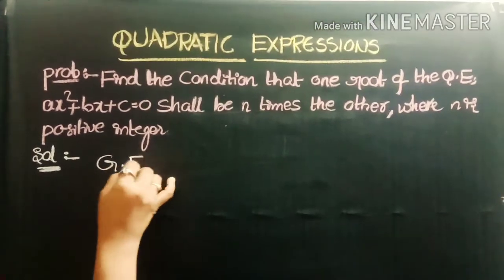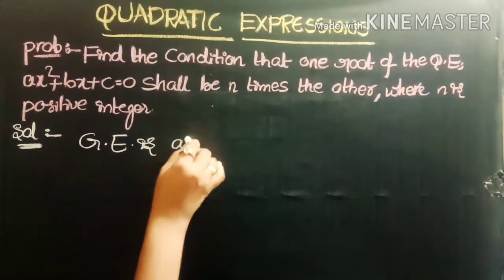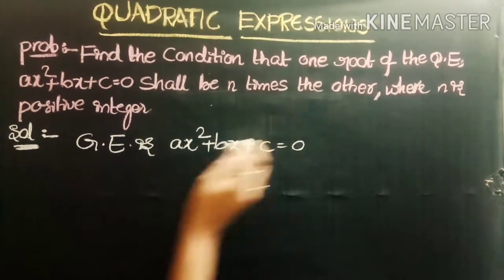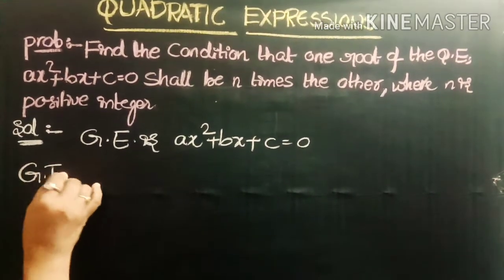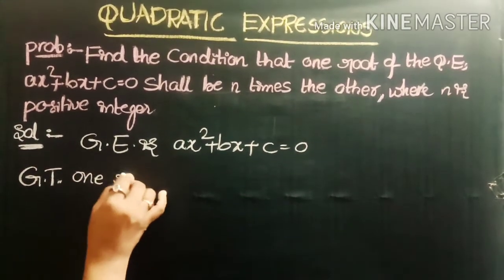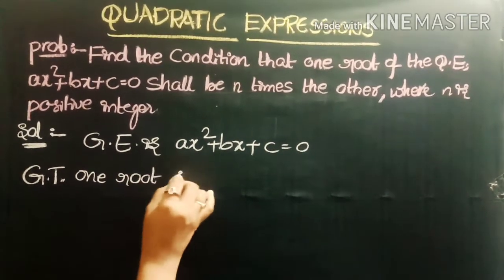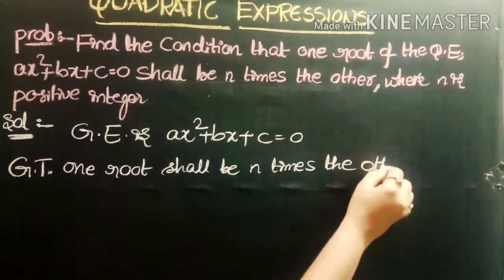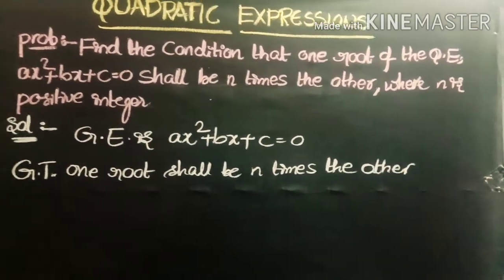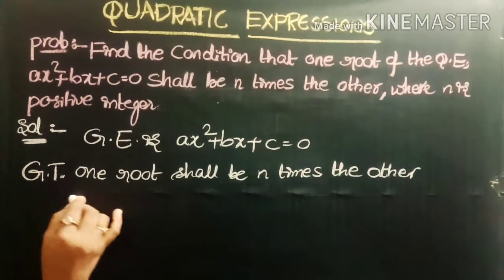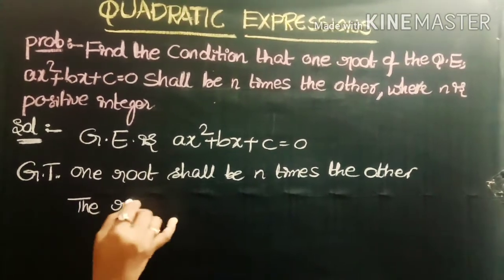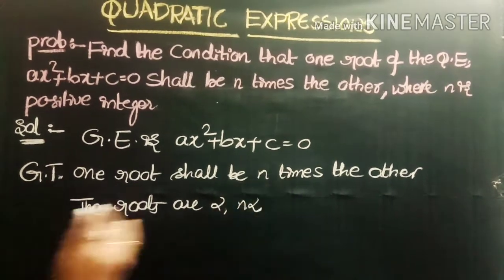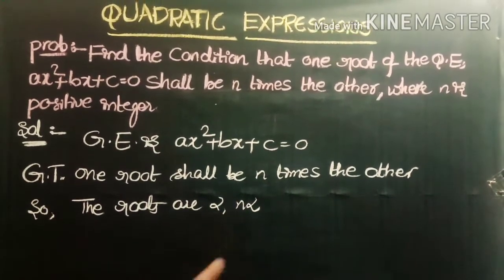First we write the given equation. Given equation is ax square plus bx plus c is equals to 0. And given that one root shall be n times the other root. One root shall be n times the other. So we take the roots as, therefore the roots are alpha comma n alpha. So we take the roots as alpha comma n alpha.